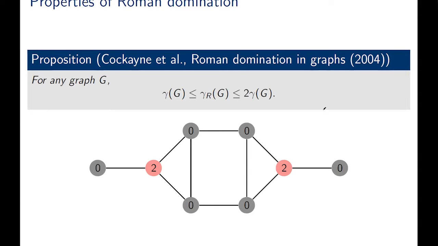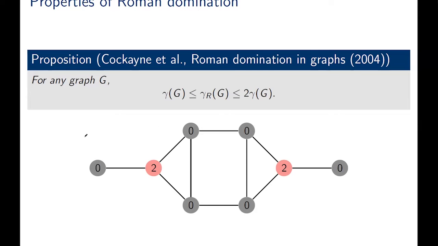Okay, so a very famous inequality chain says that the Roman domination number is somewhere between the domination number and twice the domination number. It is a quite fun and interesting case because the lower bound is very easy to obtain and to characterize for which graphs we have equality, but it is very difficult to do the same with the upper bound.